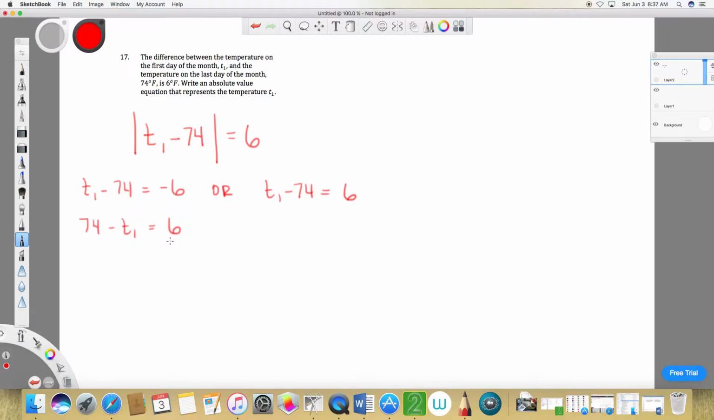So here in this equation, let's solve this for T sub 1. If I subtract 74 from each side, I get what? A negative 68, which means that the temperature at the beginning of the month could be 68 degrees Fahrenheit. Or if we add 74 to each side, 74 plus 6 is 80 degrees Fahrenheit. Because 80 minus 74 is 6 degrees, and 74 minus 68 is 6 degrees.